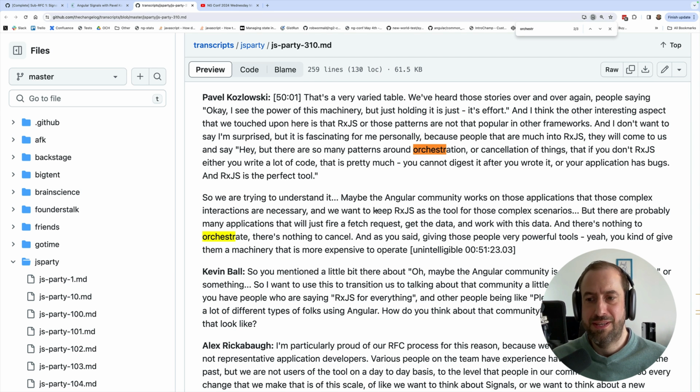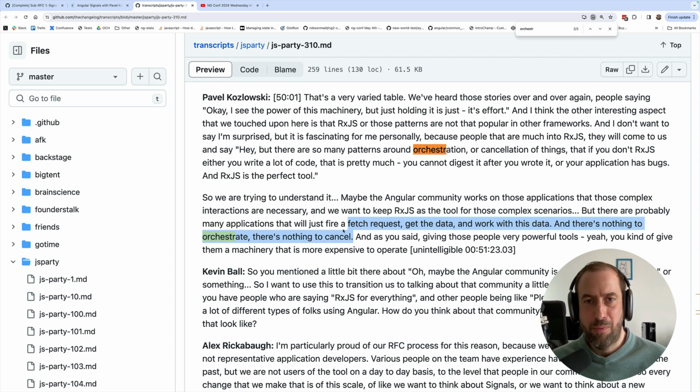This interview also shed some further light on the question of when to use RxJS or not. They say here that at a given moment there are probably many applications that will just fire a fetch request, get the data and work with the data. There is nothing to orchestrate, there is nothing to cancel. So this further reinforces the notion that not every application and use case necessarily has complex asynchronous event orchestration scenarios, and therefore not every application will need RxJS.